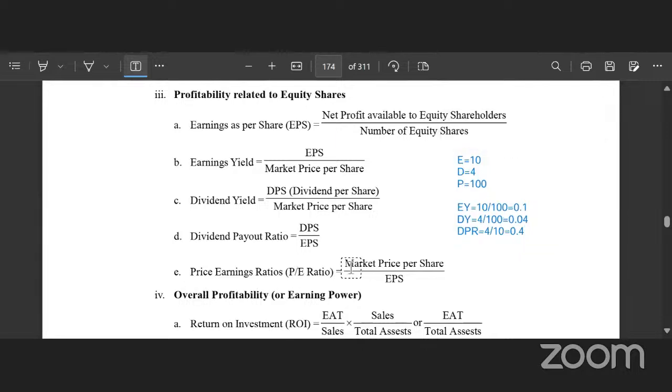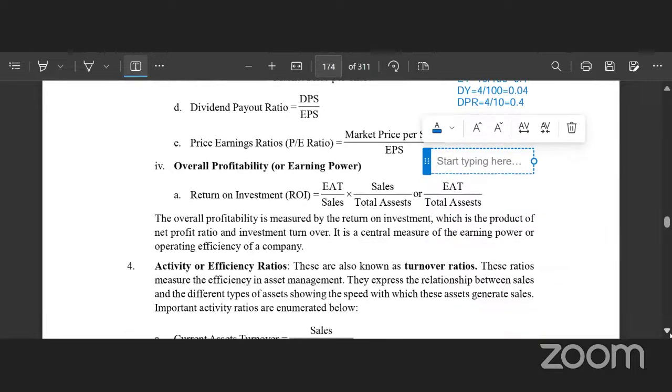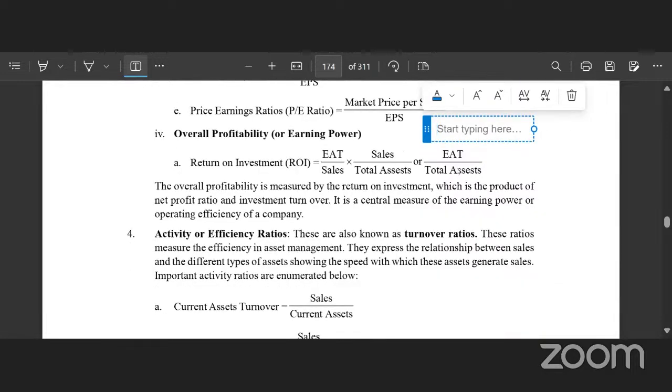Price earnings ratio is market price per share divided by EPS. Return on investment: you can calculate earnings after tax, that's the return you get, divided by total assets.